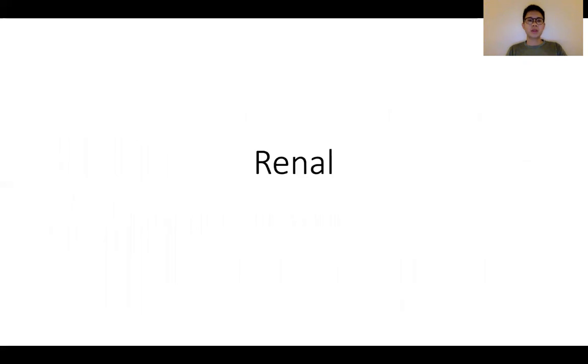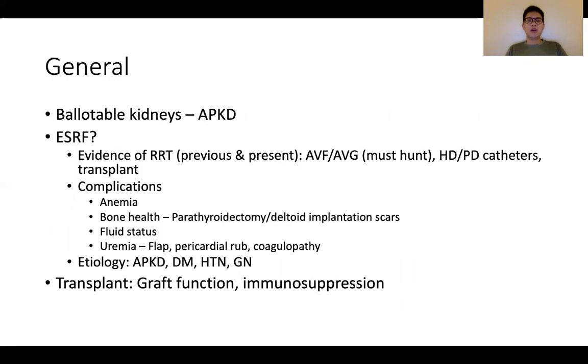So we move on to the renal case. For renal, the commonest would be that of your autosomal dominant polycystic kidney disease manifesting with ballotable kidneys. Of note, you can get bilateral ballotable kidneys. You can get predominantly one side that's bigger than the other. You can get some ADPKD with previous nephrectomy scar because of a complication. You can get your ADPKD with a transplant as well, with perhaps a nephrectomy as well.